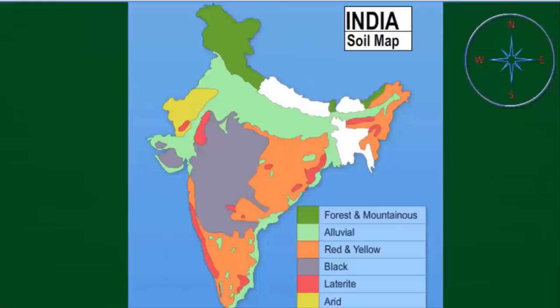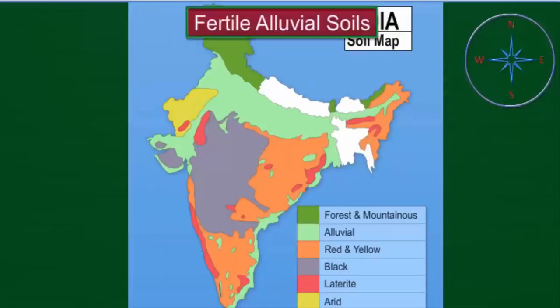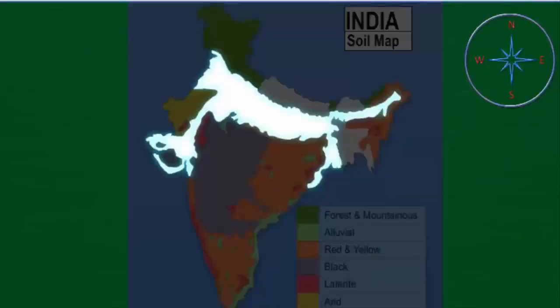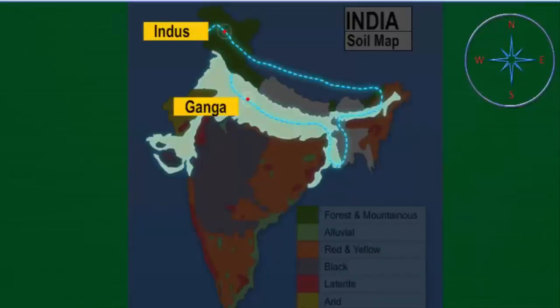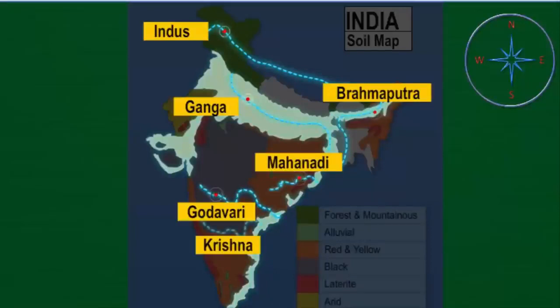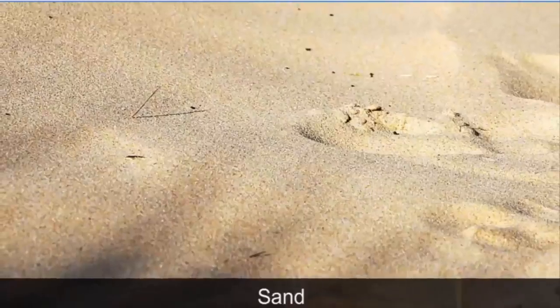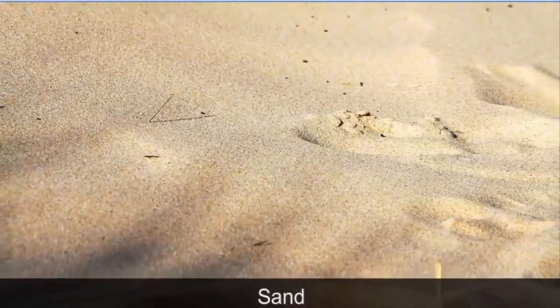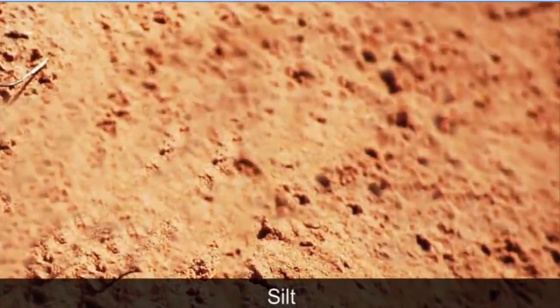The northern plains of India are made of fertile alluvial soils, which extend to Gujarat and Rajasthan through a narrow corridor formed by the Indus, the Ganga and the Brahmaputra river systems. Alluvial soils are also found in the eastern coastal plains and deltas of the Godavari, the Mahanadi, the Krishna and the Kaveri. Alluvial soil is a mixture of sand, silt and clay.